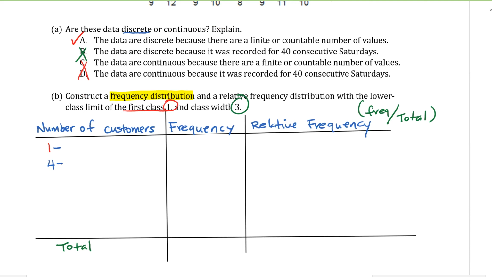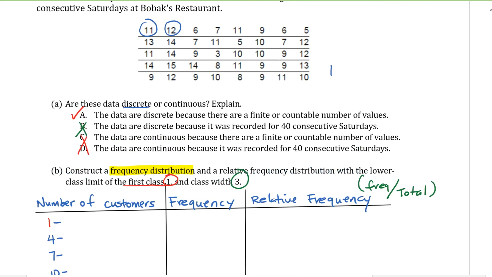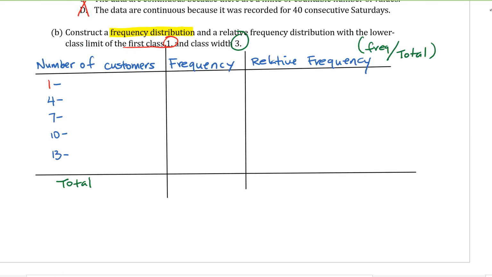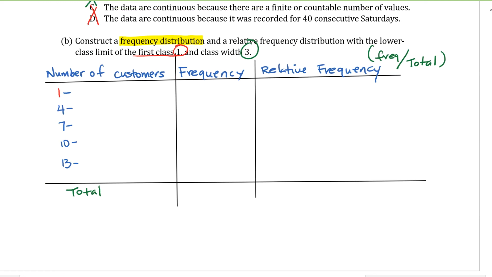4 plus 3 is going to give me 7. So the next class begins at 7. And 7 plus 3 gives me 10. So the next class begins at 10. 10 plus 3 gives me 13. So the next class begins at 13. Right? So those are the classes. Notice I stop at 13 because the maximum here is 15. And the next class would begin at 16, 13 plus 3, but we don't need that for this one here. Now, these are lower class limits for the 5 different classes here.